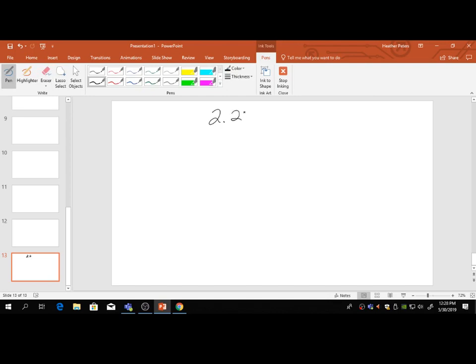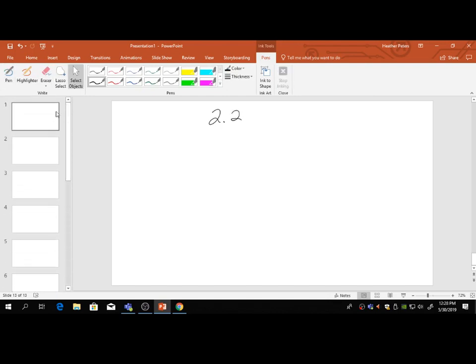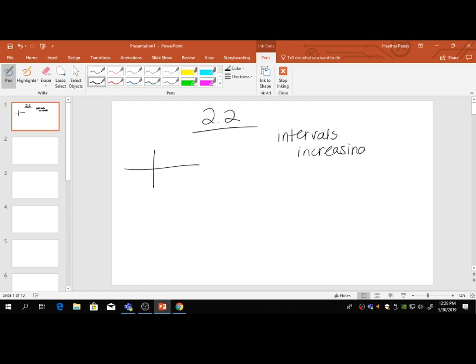2.2 is all about functions and graphs. A couple of things you're going to see is you're going to have a graph and it's going to ask you to tell me over what intervals is it increasing, decreasing, and constant.